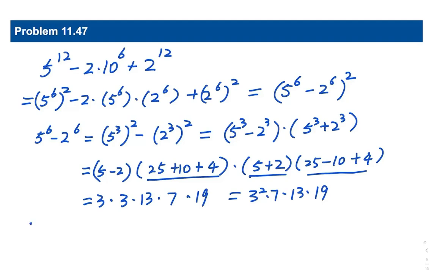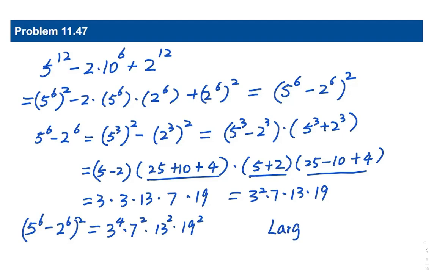So 5 to the power 6 minus 2 to the power 6, squared, would be 3 to the power 4, 7 squared, 13 squared, then 19 squared. The largest prime factor is 19.